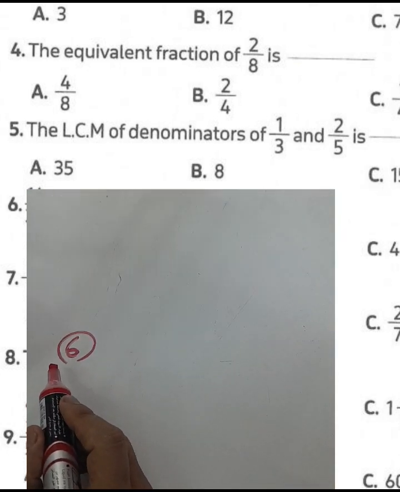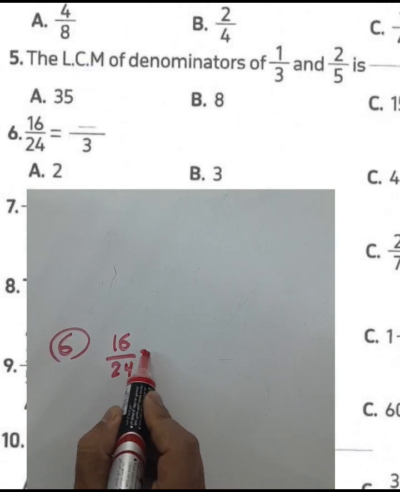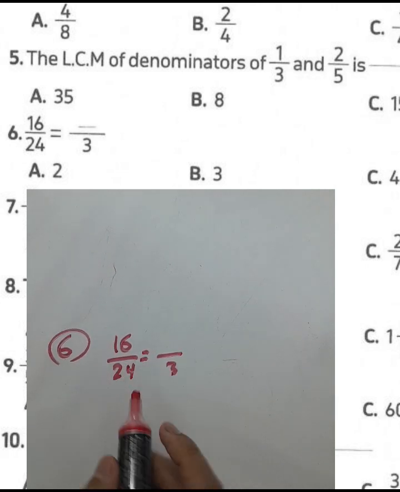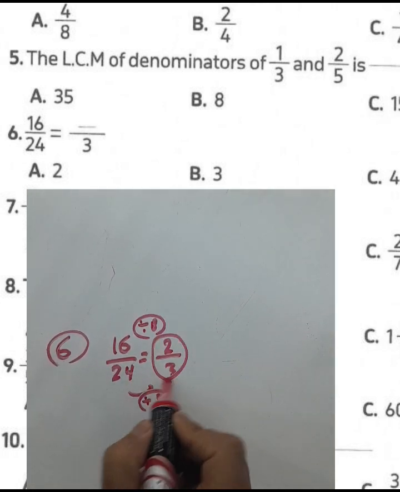Question number 6. 16 over 24. You can simplify it to the simplest form. 24 divided by 8 equals 3, and 16 divided by 8 equals 2. Then the result will be 2 over 3.